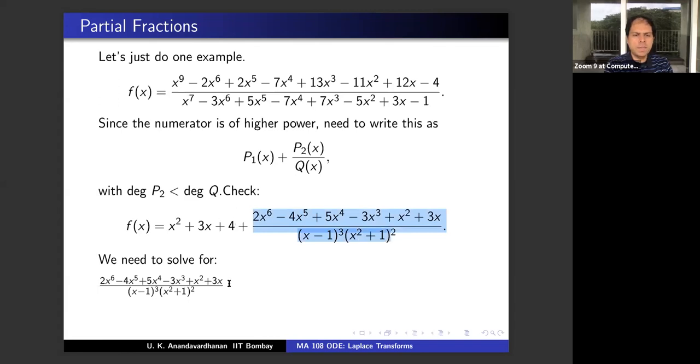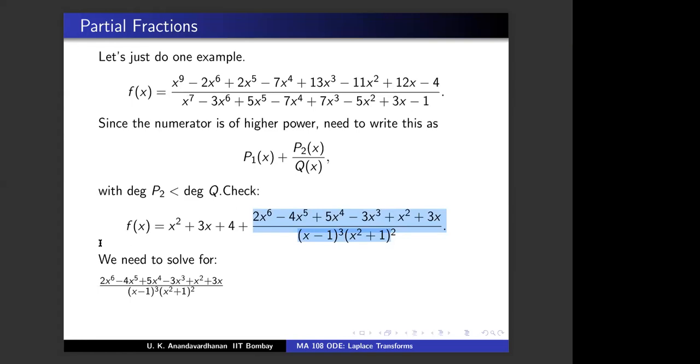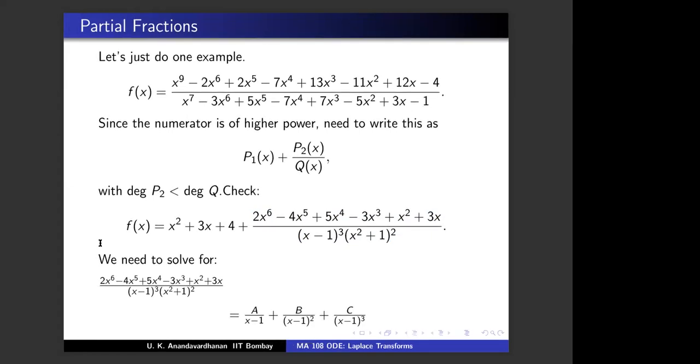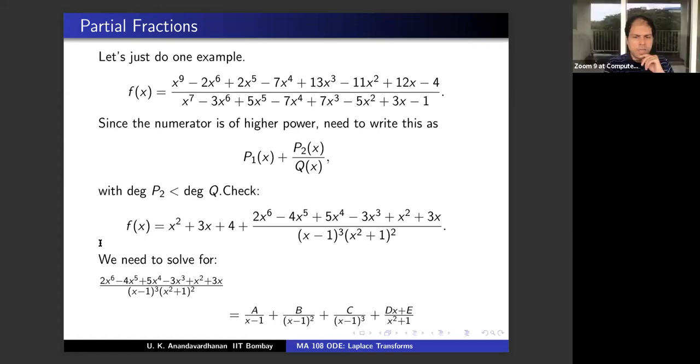Can someone tell me? Partial fraction, how will you try to solve this? A by x minus 1 plus b by x minus 1 whole square plus c by x minus 1 whole cube plus dx plus e by x square plus 1 plus fx plus g by x square plus 1 whole square. Very good. So you write like that, and solve for a, b, c, d, e, f, g, right? That's how you do it.